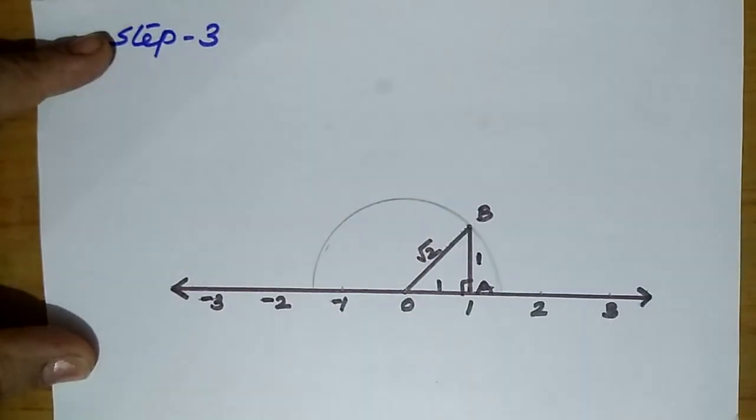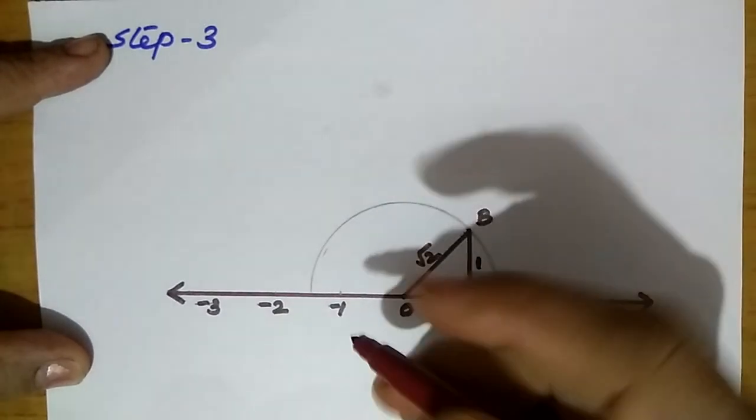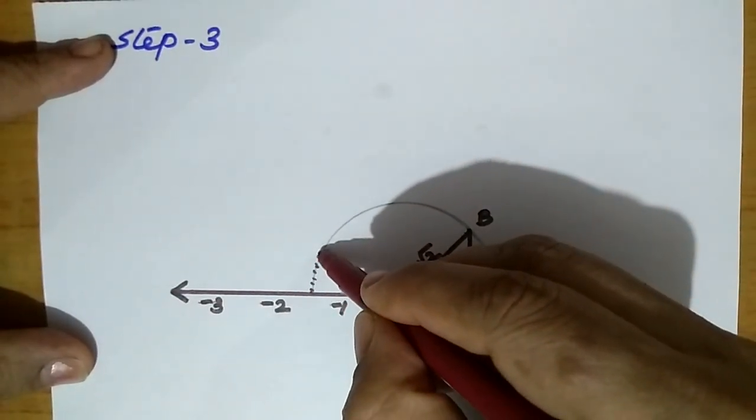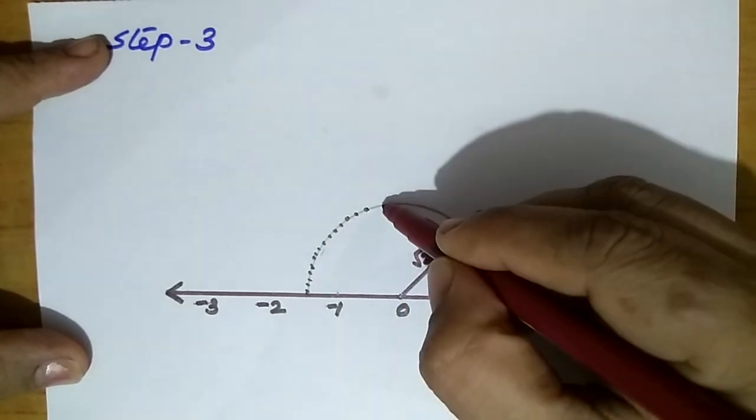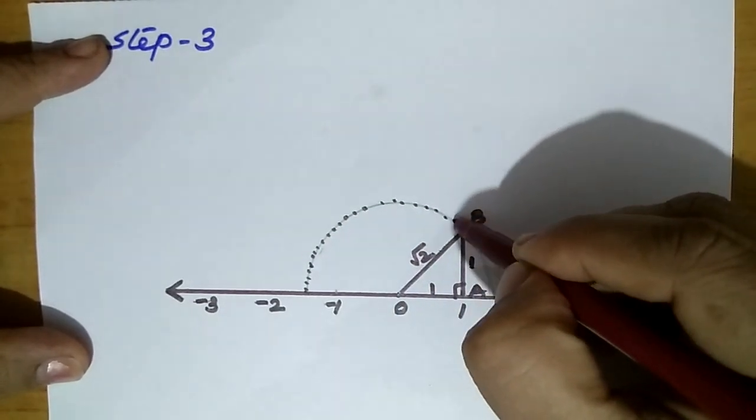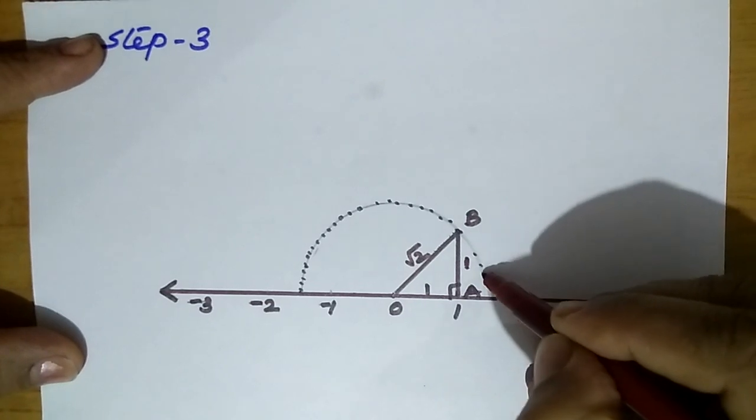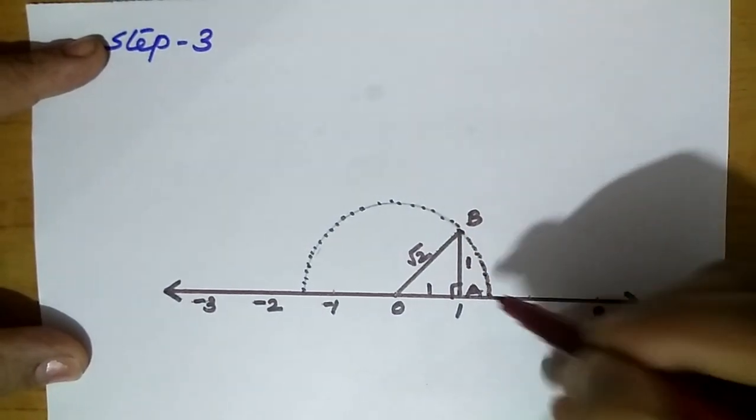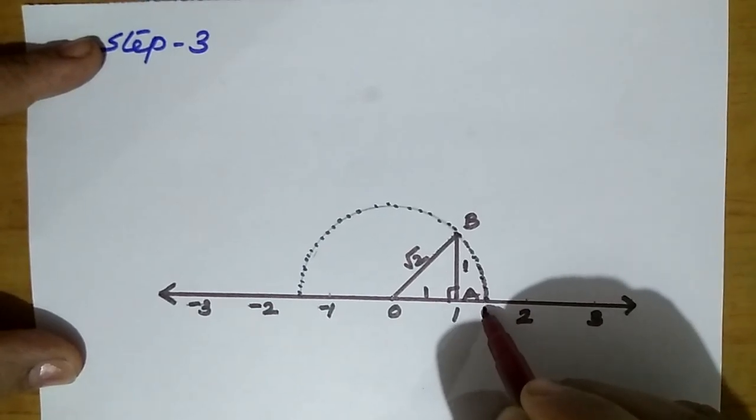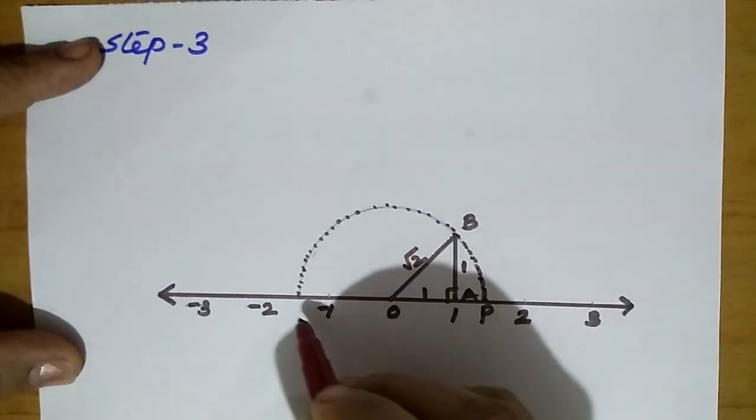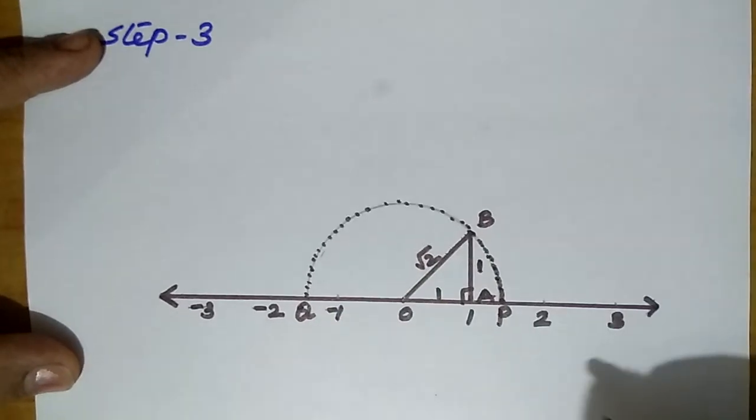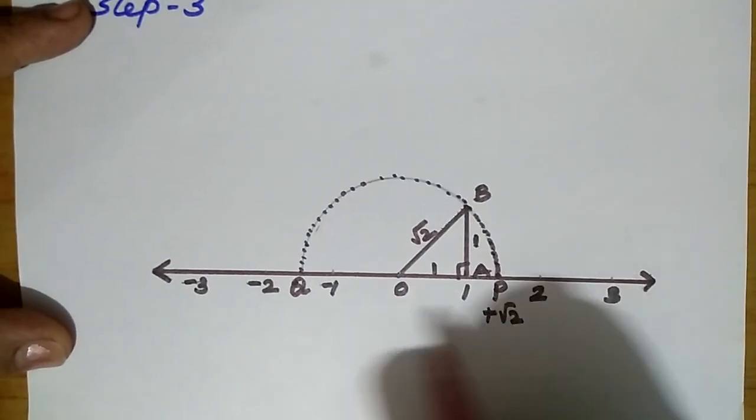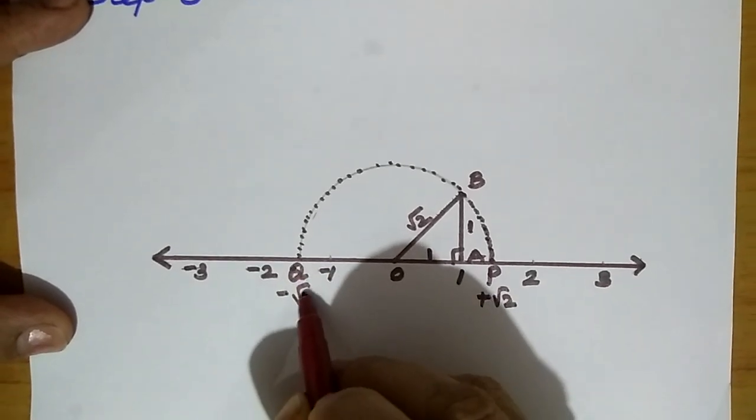which will cut the number line. So for this I am using it like this, so that it is visible to you. Exactly, it should touch B, pass through B, right? Then it cuts the number line at P on the right side and Q on the left side of the 0. So P represents plus root 2 and Q represents minus root 2.